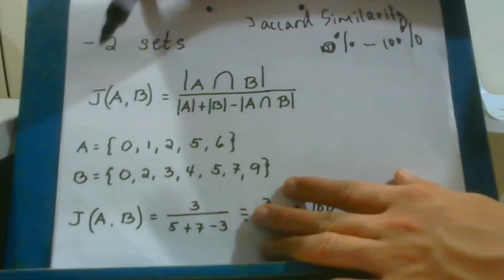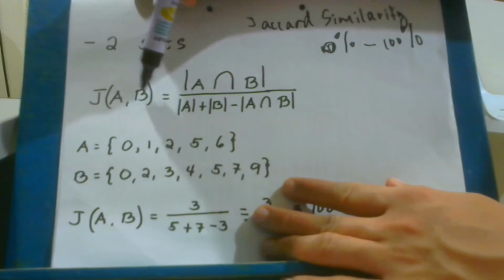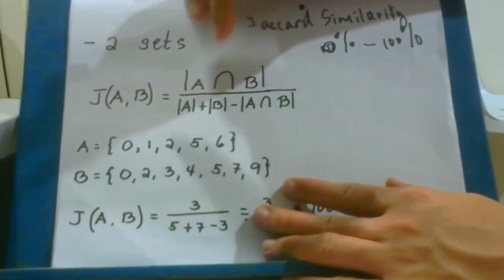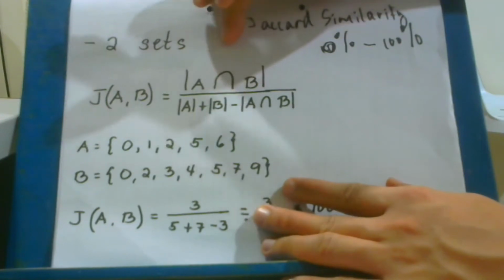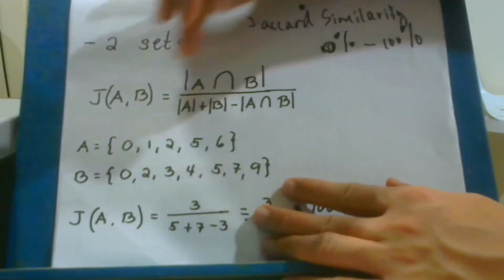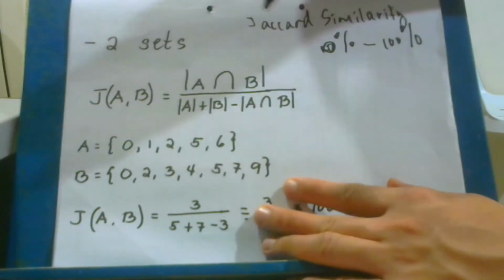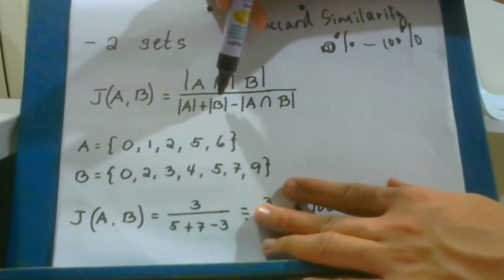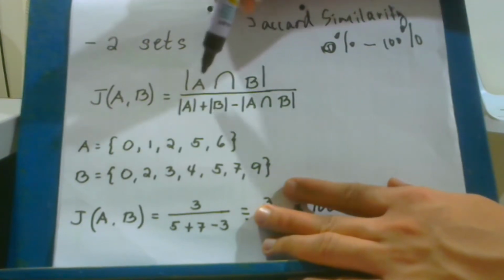We have here Jaccard of A and B, which means dataset A and dataset B, which is equal to the intersection of A and B. In this case, we are only concerned with the intersection between dataset A and dataset B. This is our numerator. Our denominator is composed of the number of elements of dataset A plus the number of elements in dataset B minus the intersection of A and B.